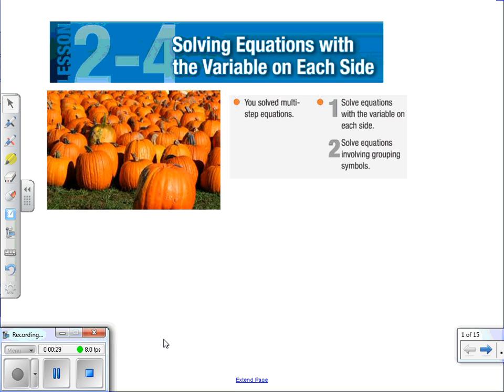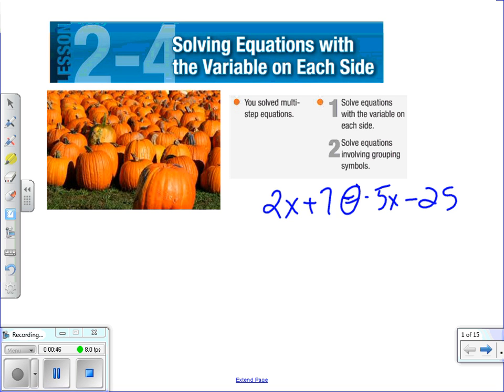On a serious note, though, we're going to have variables on both sides of the equation. So we might have 2x plus 7 equals negative 5x minus 25. On the equal sign, we're going to have a variable over here and a variable over here. We've done that before, but this will be a little more complicated, and a review of those practices. We're going to learn how to solve equations with the variable on each side, and then we're also going to solve equations that involve grouping symbols.